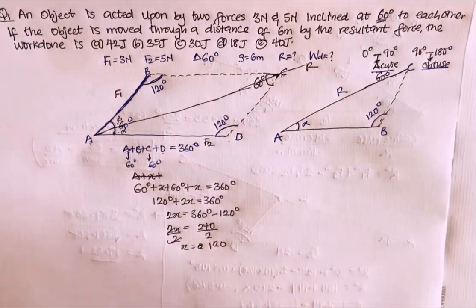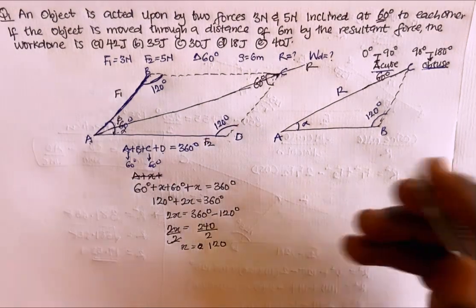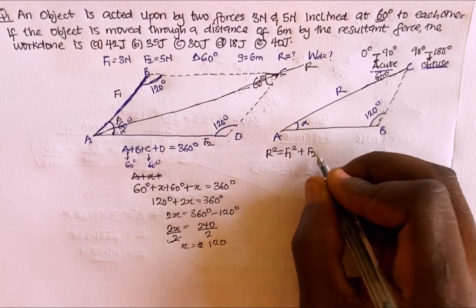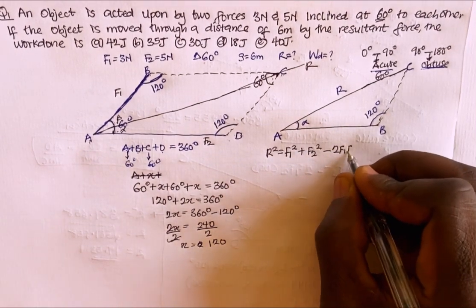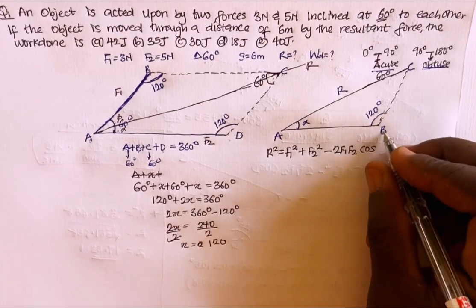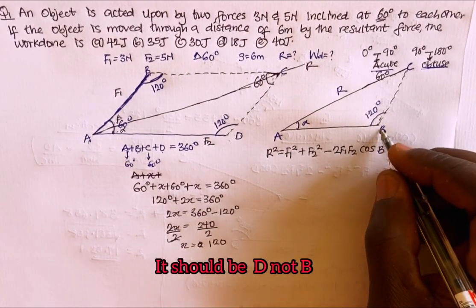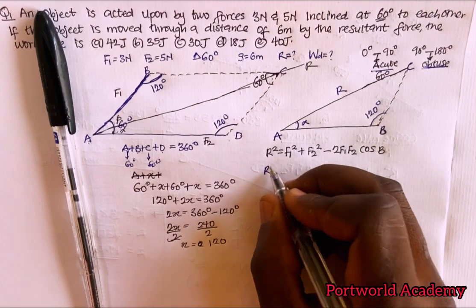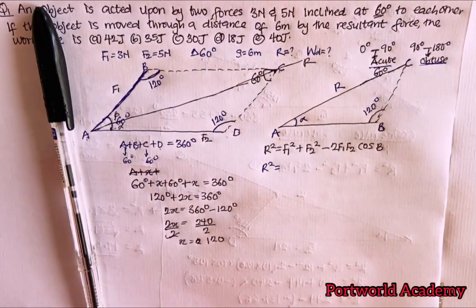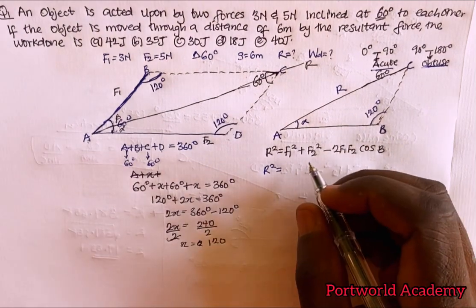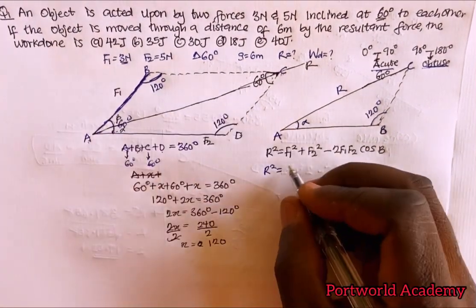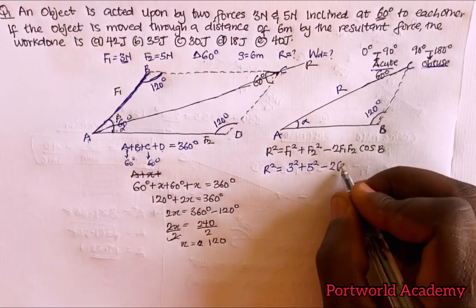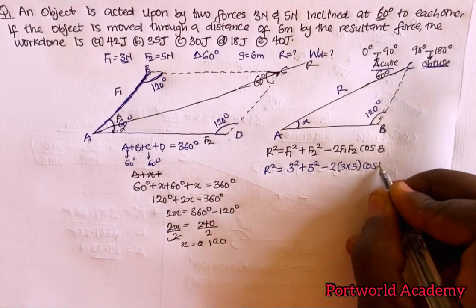To calculate the resultant force of a parallelogram, I'm going to use the cosine rule, which is R squared equals force F1 squared plus force F2 squared, minus 2 F1 F2 cos B, because the angle I'm having here is B. So now, let's calculate. R squared equals F1, which is 3, squared, plus F2, which is 5, squared, minus 2 into bracket 3 times 5, then cos 120.